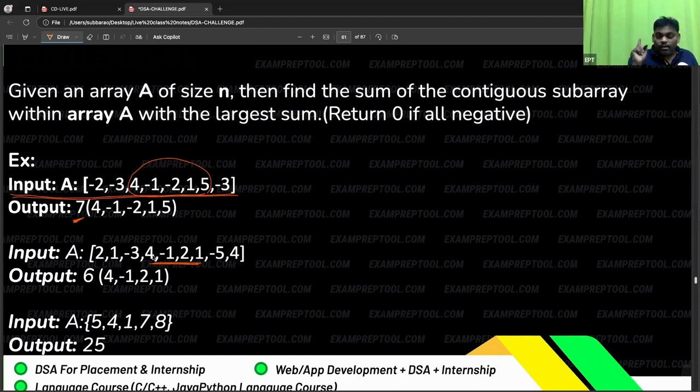Listen everyone, I am ready to lose something if I am getting more. Please be careful. 4, minus 1: on the left side 4, on the right side 2, 1, 3. If I go left of minus 1, I will get 4. If I go right of minus 1, I will get 3. So I am ready to lose minus 1 because the left-right combination is 7 minus 1, 6.